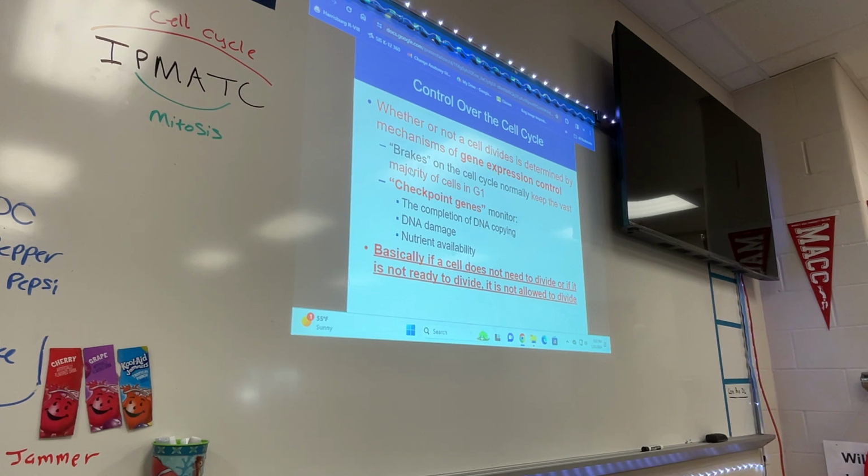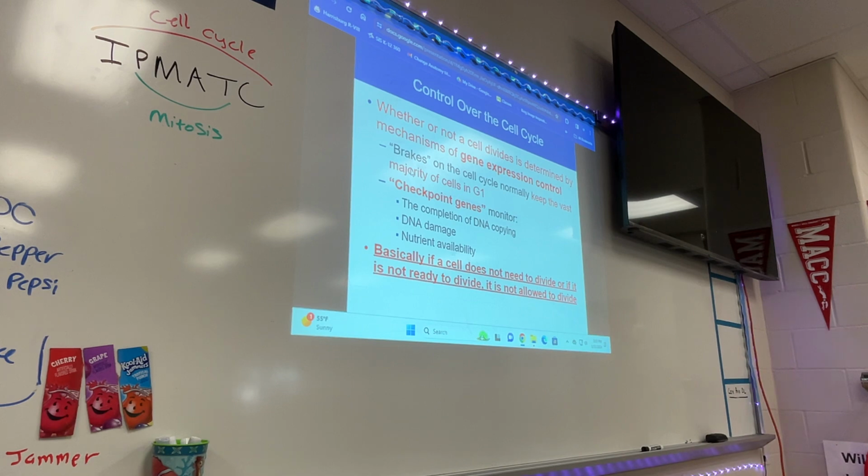Anyways. Whether or not a cell divides is determined by mechanisms of gene expression control. So there are things in the cell that say, okay, we need to divide, or, okay, let's not do it right now. It keeps the vast majority of cells in G1. G1 is the, I'm just being a cell phase, and that's where most of the cells are supposed to stay, unless something goes wrong and it gets out of control, or unless the cell is supposed to divide.